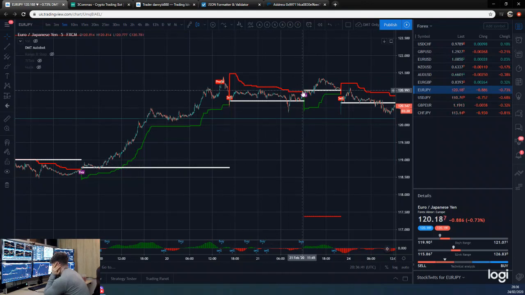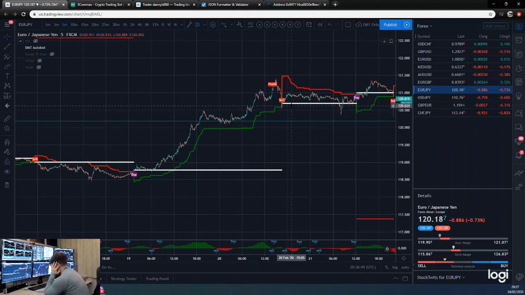118.8 to 121. That's a massive move for currency. So yeah, and that one was on the 19th. So that would have been a month maker trade. That would have been if you were trading that full risk.